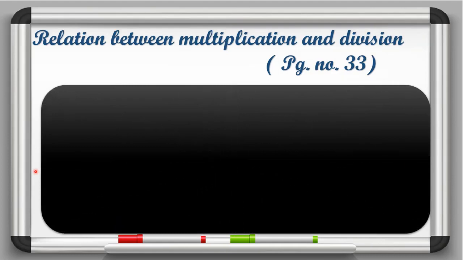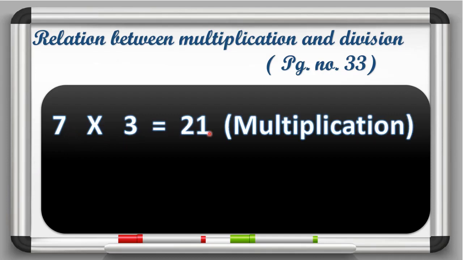Here beta, you can see that it is given 7 multiplied by 3 is equal to 21. Multiplication. Okay? 7 multiplied by 3 is equal to 21. We know this table. 7 threes are 21. Okay? This is multiplication. Now, how we can find out division from it. Okay, so here beta, when we divide 21 by 7, we will get the another number of this. Okay, and that is 3. So we can see that 21 divided by 7 is equal to 3.